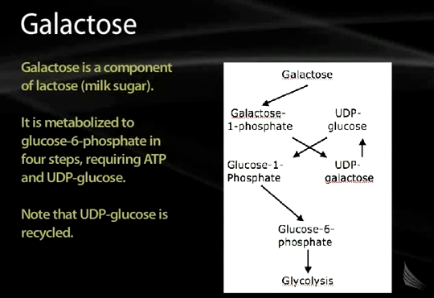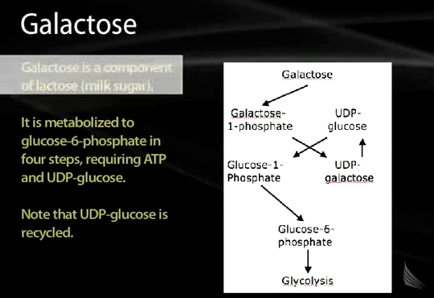The other monosaccharide that we need to consider is galactose. Galactose is a component of lactose. Remember, lactose is made up of a molecule of glucose and a molecule of galactose. Lactose is the type of sugar that we find in dairy products.